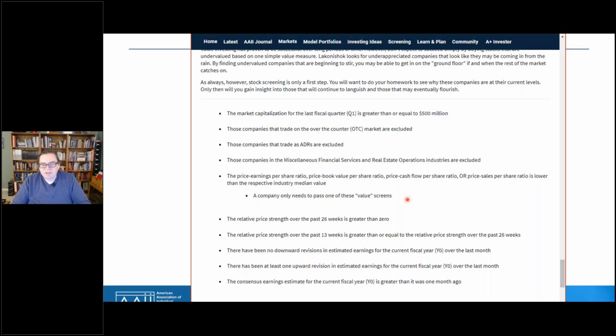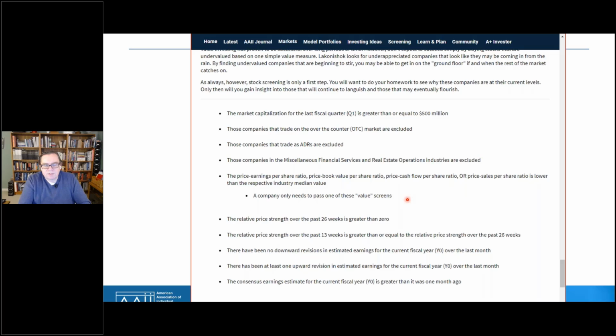And our primary filter here, we talked about a primary approach for picking stocks. In the case of Lakonishek, we're looking for any of these: price to earnings, price to book, price to cash flow, or price to sales. We're looking for those values to be lower than the median within the company's industry. And that makes it part of the value element.